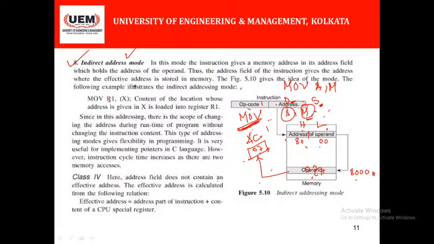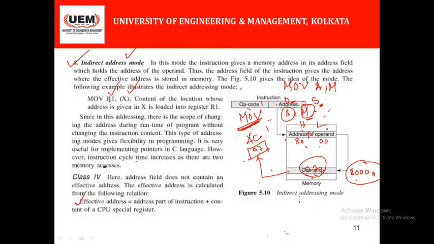So as in MOV R1, X, the same is here. The X is a register or maybe some other location, another memory address where the original address of the data is stored. Here 07 is my original data, and 8000 is my original address. Our original address is known as the effective address.